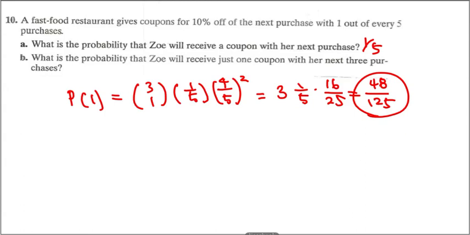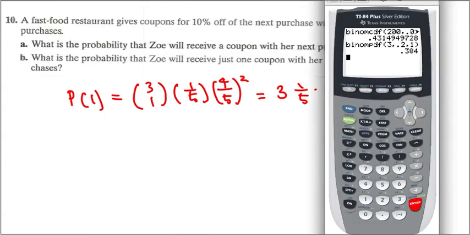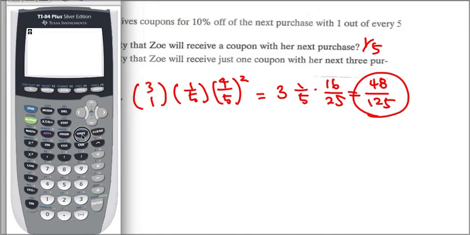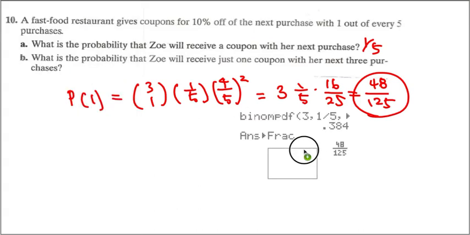That's by hand. Let's look at the calculator, see what happens. Once again, we have to use the binom PDF, and we are looking out of 3. Our success ratio is 1 out of 5, and then we are looking for only 1 success. And 0.384, if you convert this one into a fraction, then we get the same answer either way.